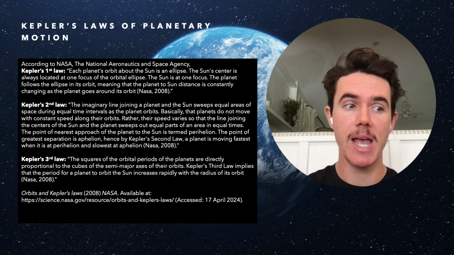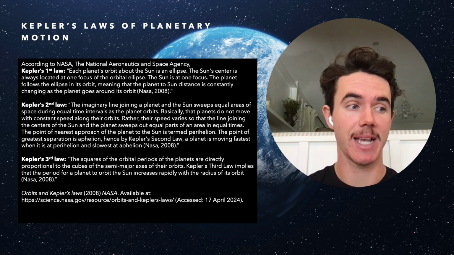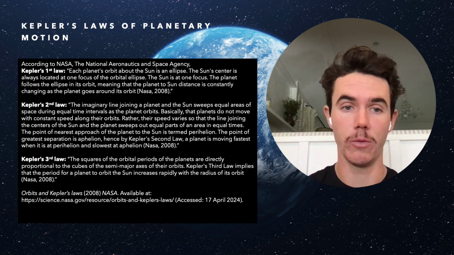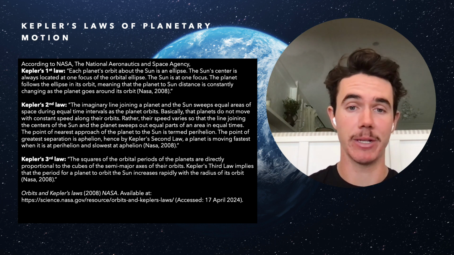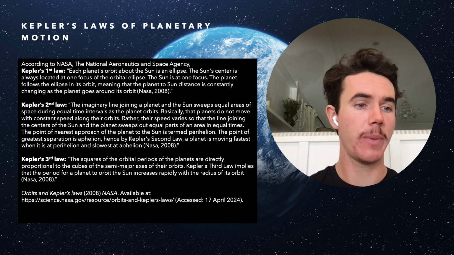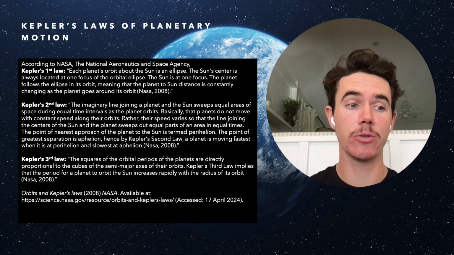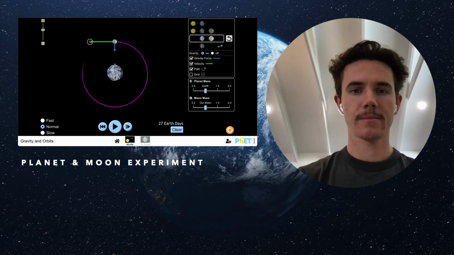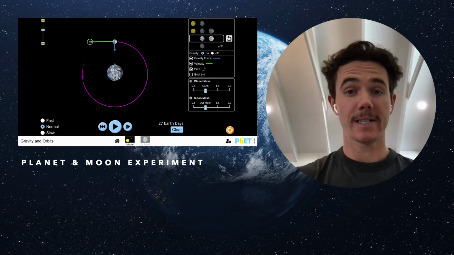Kepler's second law, the imaginary line joining a planet and the Sun sweeps equal areas of space during equal time intervals as the planet orbits. And Kepler's third law, the squares of orbital periods of planets are directly proportional to the cubes of the semi-major axes of their orbits. For our first preliminary experiment, we've switched to the Earth-Moon scenario.